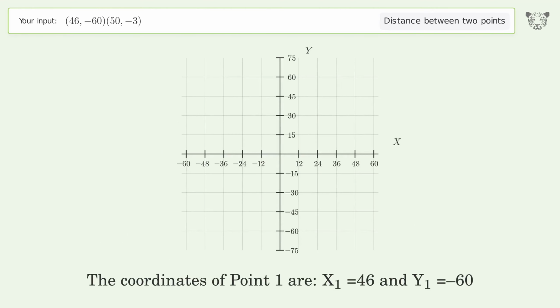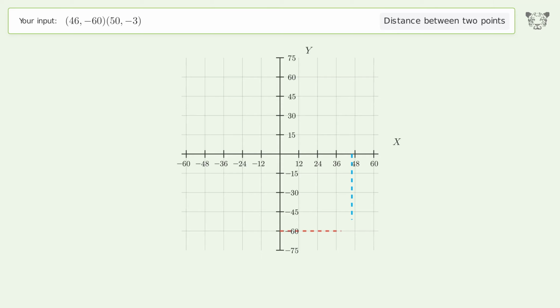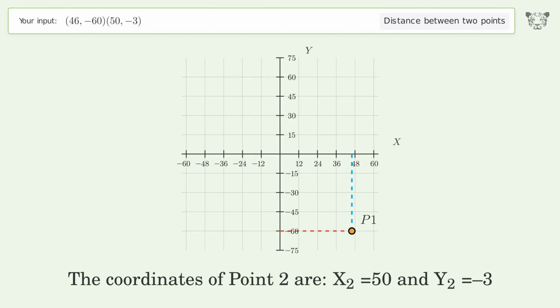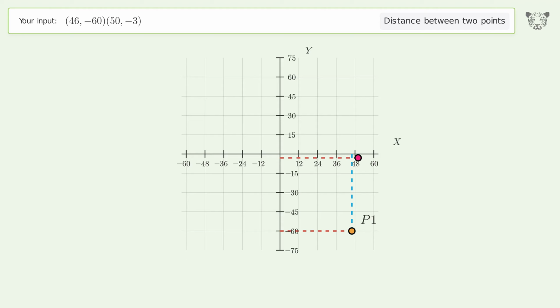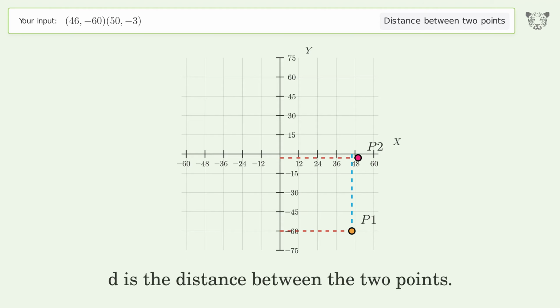The coordinates of point 1 are, x1 equals 46 and y1 equals negative 60. The coordinates of point 2 are, x2 equals 50 and y2 equals negative 3. D is the distance between the 2 points.